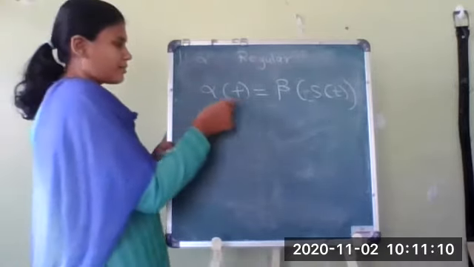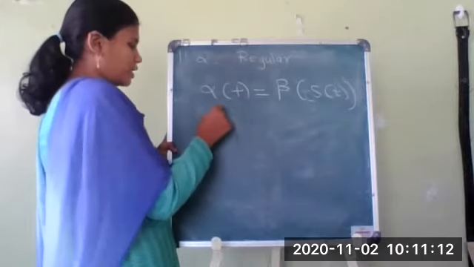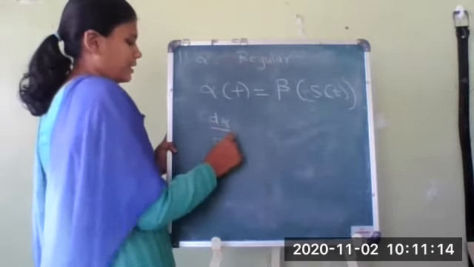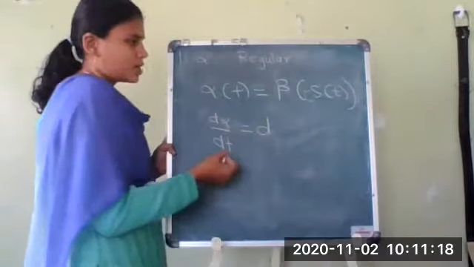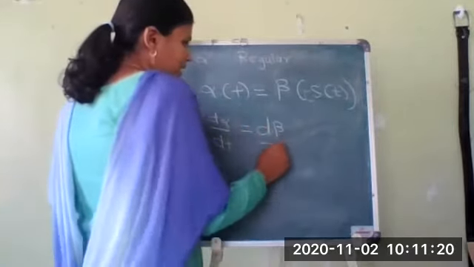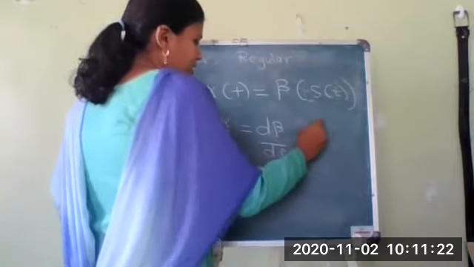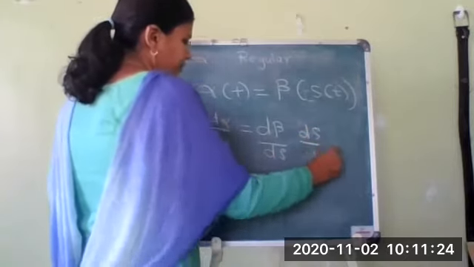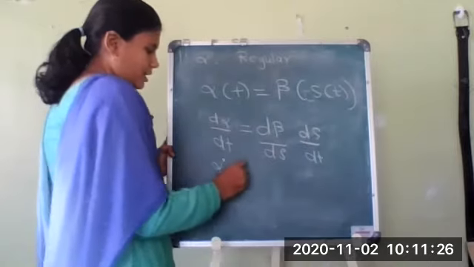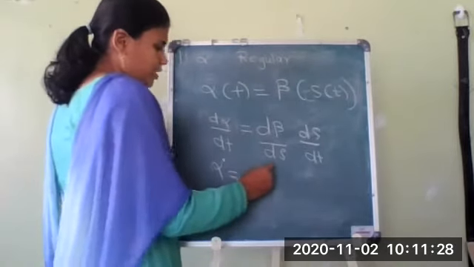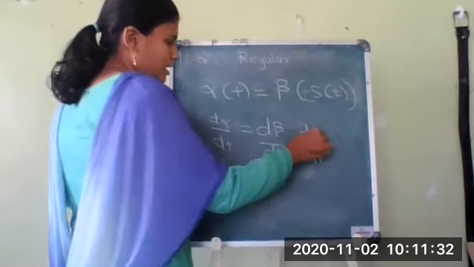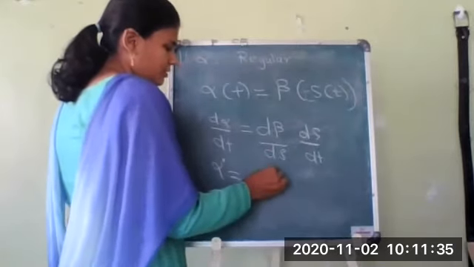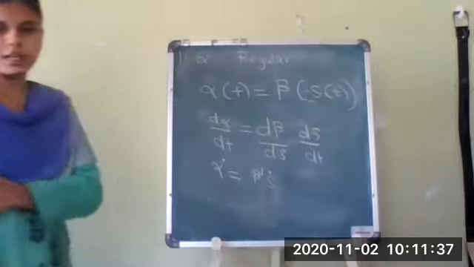So while differentiating this, let me write down d alpha by dt. As it is a chain rule, we can write d beta by ds and ds by dt. Let me denote it by dot. Alpha dot is equal to beta dash, because we are differentiating with respect to s. The derivative of s with respect to t will be simply s dot.